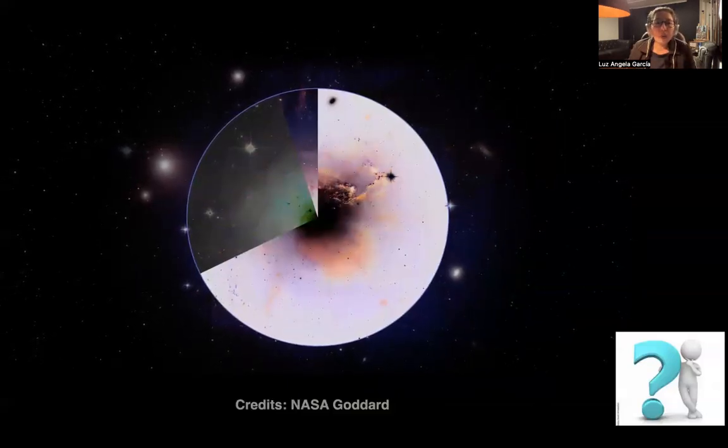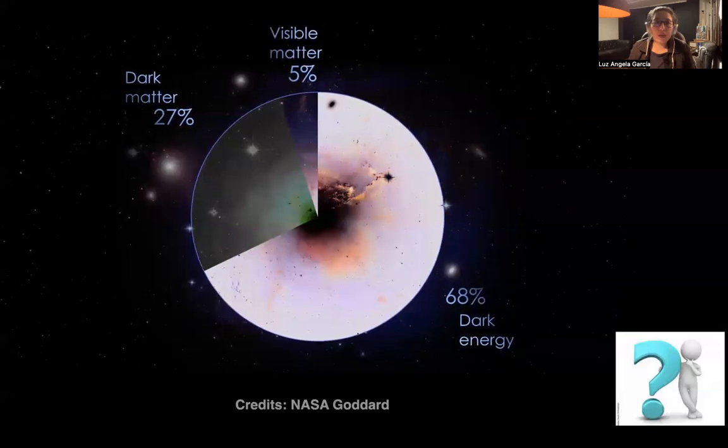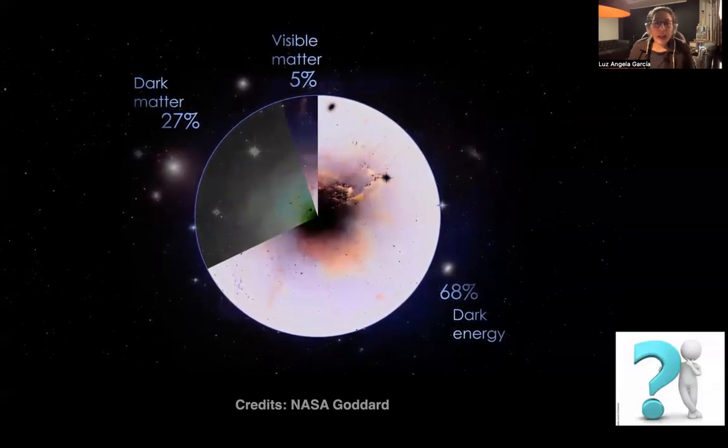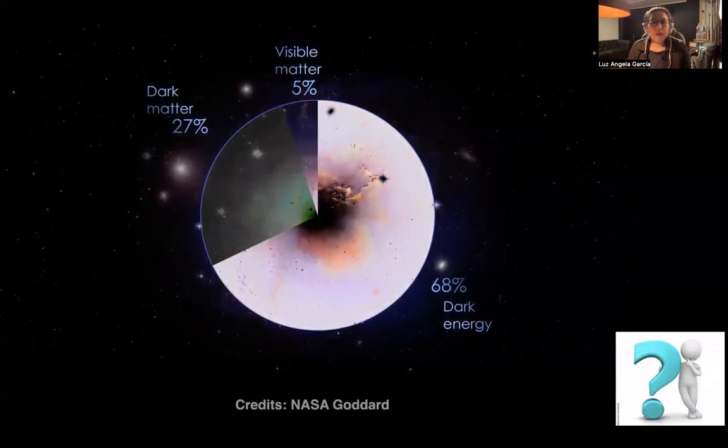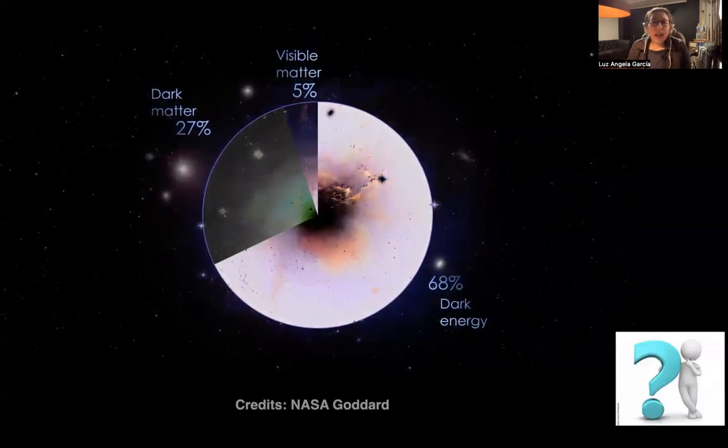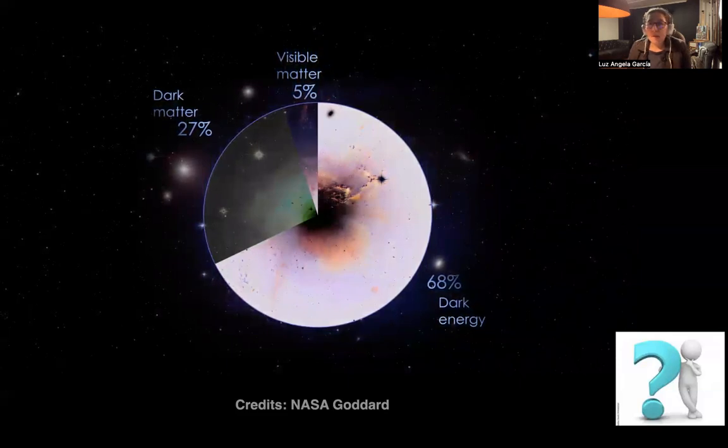So according to our cosmological model, there should be about 68% of dark energy, about 5% of all the matter, the visible matter that is composed of atoms, and then something like 25%, 27% of dark matter. But that's something that I'm going to skip for now.